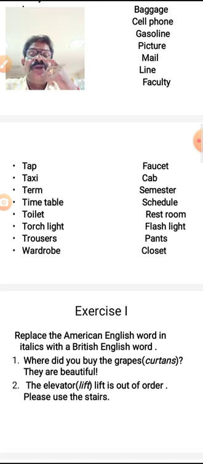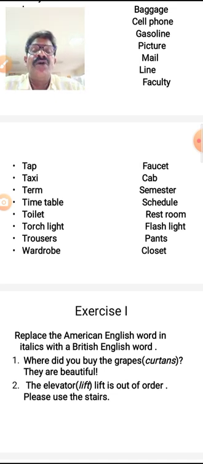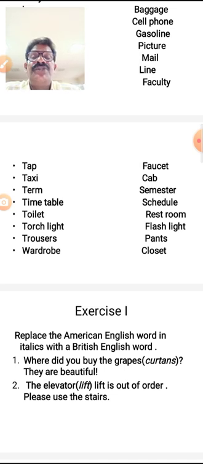And term in British English, first term examination, second term examinations, like that. But when it comes to American vocabulary, it becomes semester, first semester, second semester. Semester is a word of America. Timetable is a British English word. When it comes to America, it is called schedule.